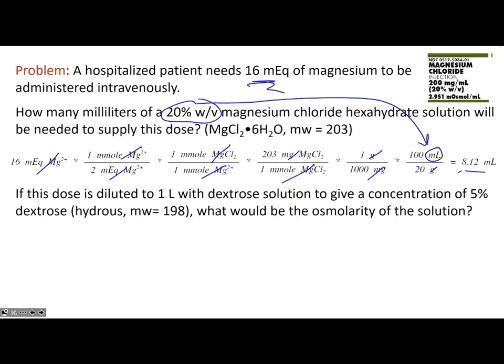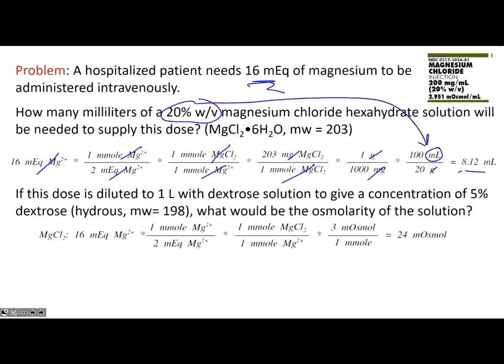What would provide osmotic strength in that formulation? Does the dextrose have any osmotic effects? Yes, so we've got to take care of the dextrose. Will the magnesium chloride have some osmotic effect? Yes, so we've got to do one at a time. So let's start with the magnesium chloride. Do I know how much magnesium chloride is going to be in there?